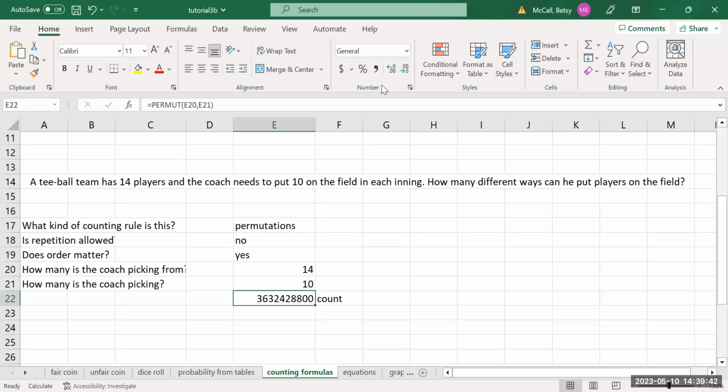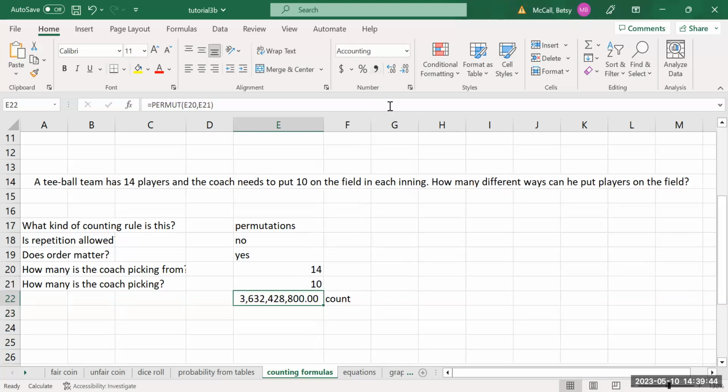And again, we get a really big number. We put some commas in it. So there's more than 3 billion ways of doing this configuration if you have a 14-player T-ball team and you need to field 10 players at positions in every inning.